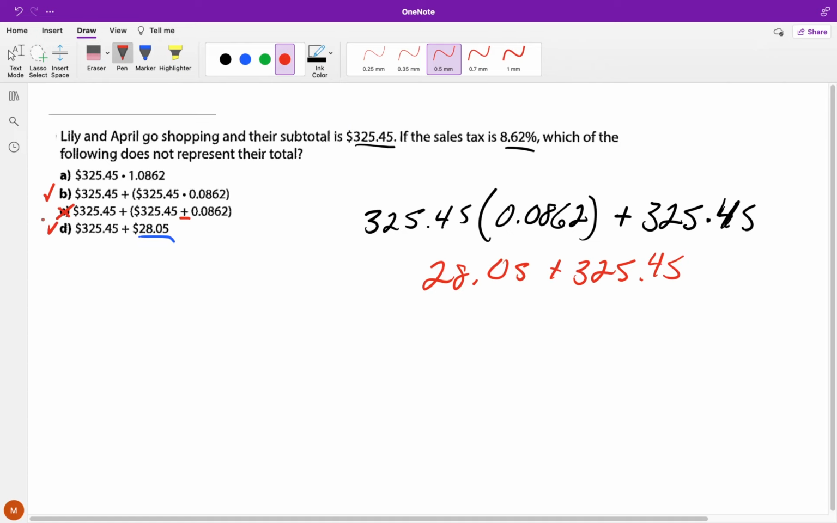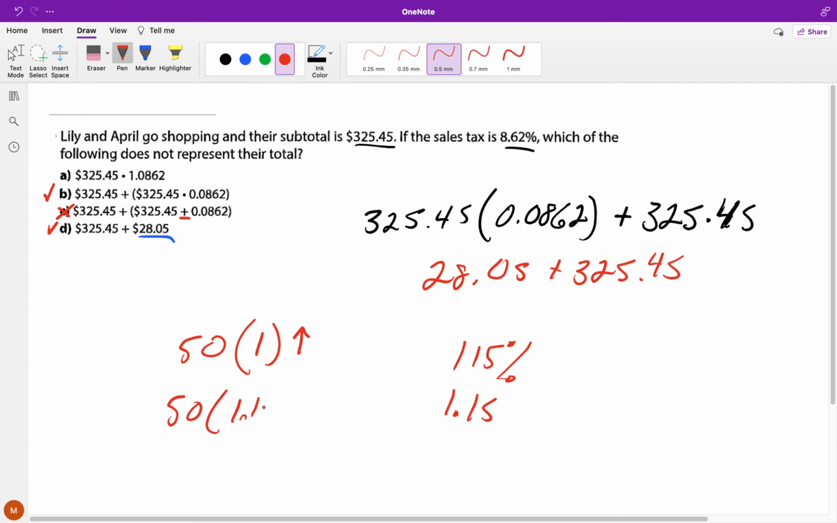So then another way that we can represent this is by showing the actual amount of $28.05 is the tax that we're paying. And then another way that we can represent this is, let's just say I have 50, and I'm taking 100% of 50. Well, 100% of 50 is multiplying it by just 1. So if I'm going to increase it, let's say we're doing 115%. Well, 100% we know is 1, and we're increasing it by an additional 15%. So 115% can be rewritten as 1.15. So we can do 50 times 1.15.